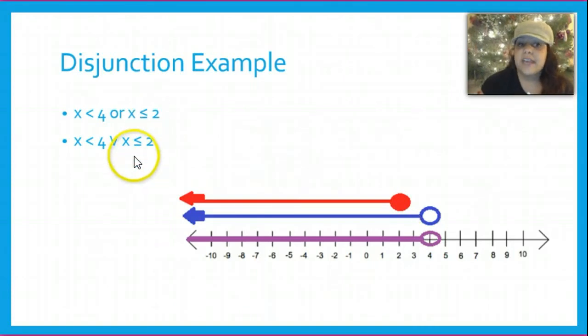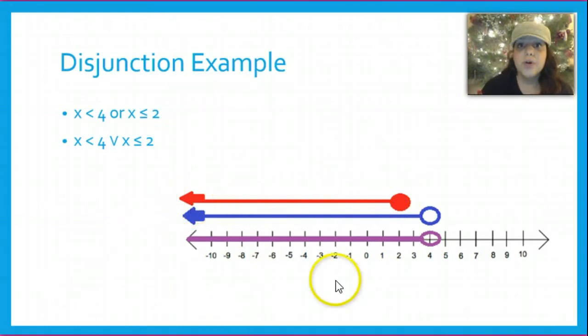And then I'm going to take the next part of my disjunction, and that one says that x is less than or equal to 2. Because it says less than or equal to, that means I'm going to have a closed circle. So I'm going to put that closed circle above 2 and shade in everything to the left, because it's anything that's less than 2. So all those numbers are to the left.